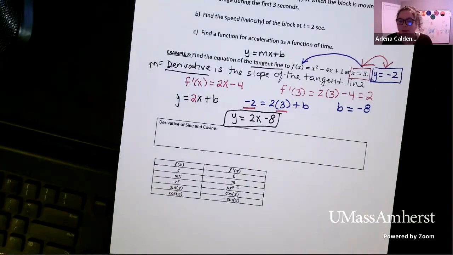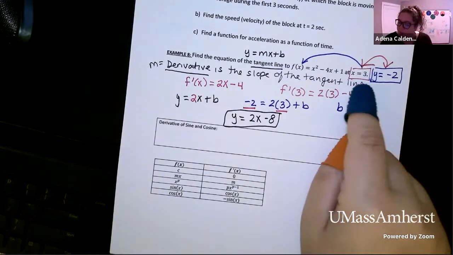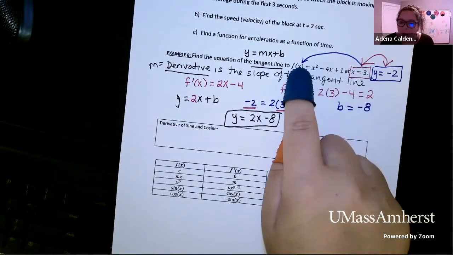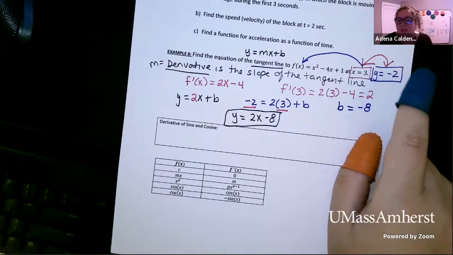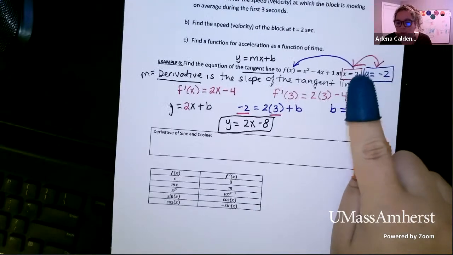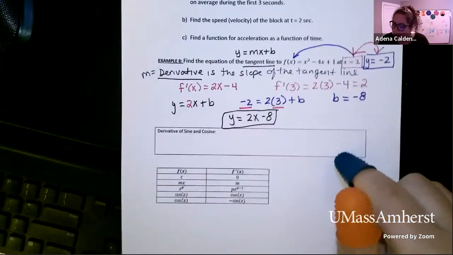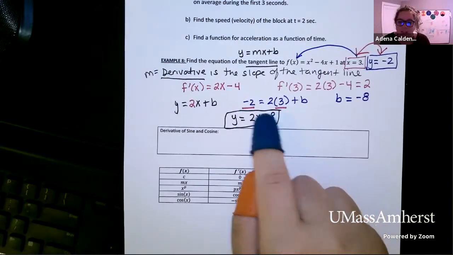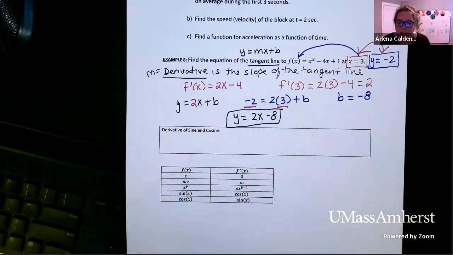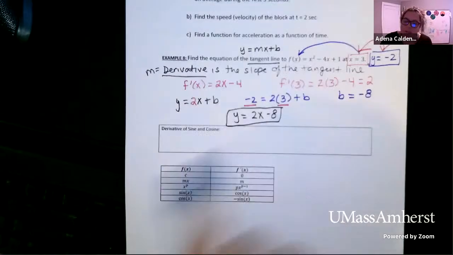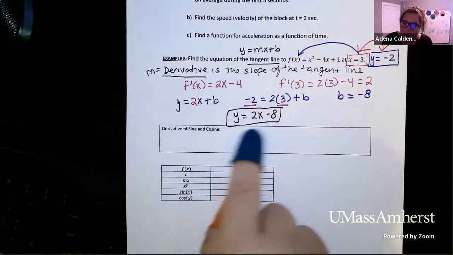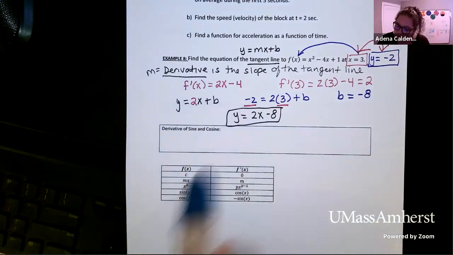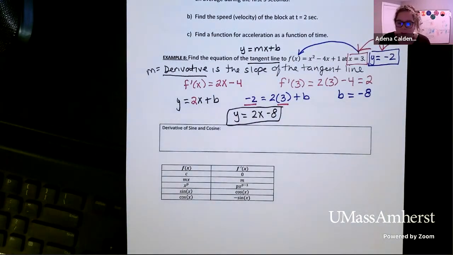In order to find our b, we plug the original x value into the original function to get the corresponding y value. That is the point that is shared between the function and the tangent line. So I can then plug that into the tangent line, the y value for y, the x value for x, to get the b for that particular tangent line. Then I put it all together in y equals mx plus b form to get the equation of the tangent line.